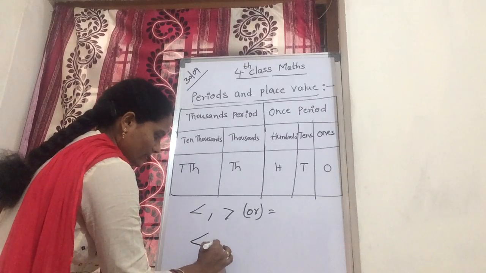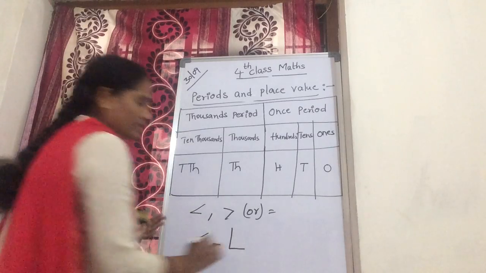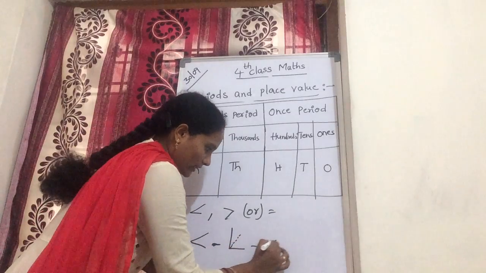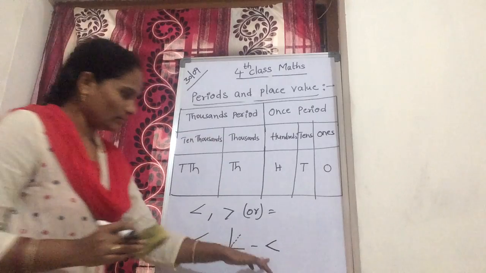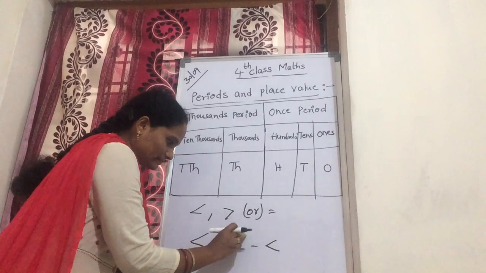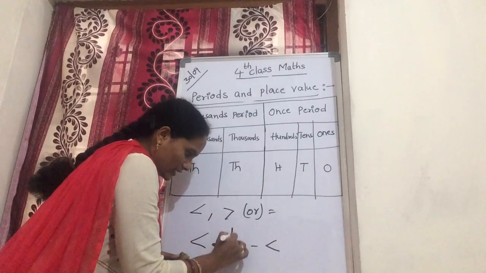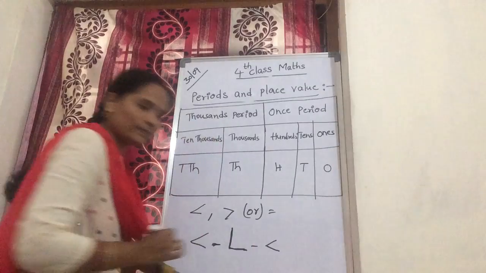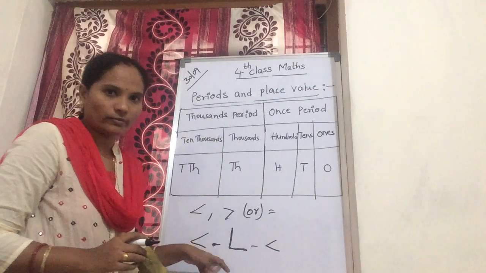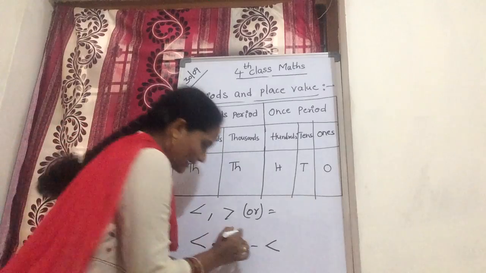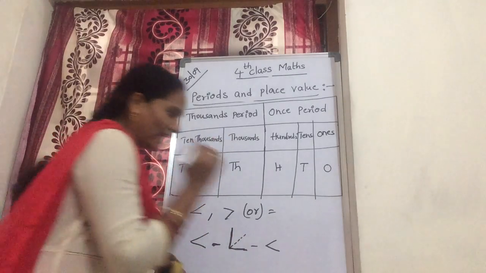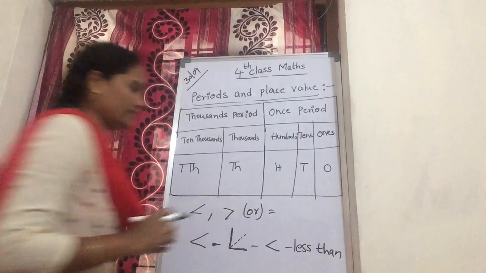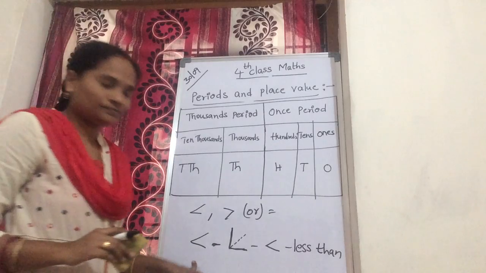Like this. What is this letter? L. I bend it like this. After bending, I get this symbol. What is this letter? L. L, this is in English alphabetical order. I bend it like this. After bending, I get this symbol. L for less than. Keep this in your mind.